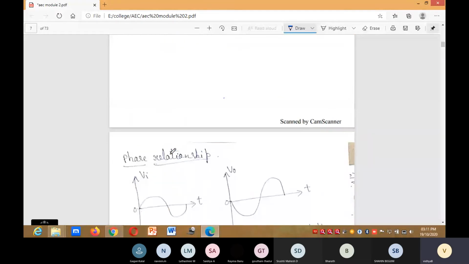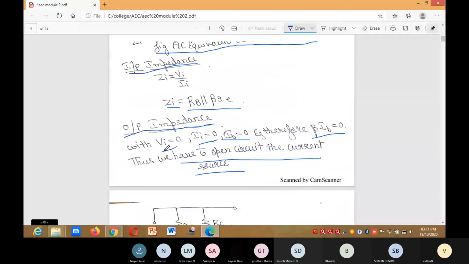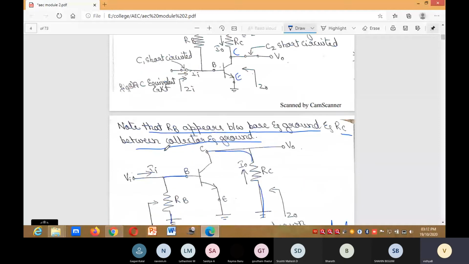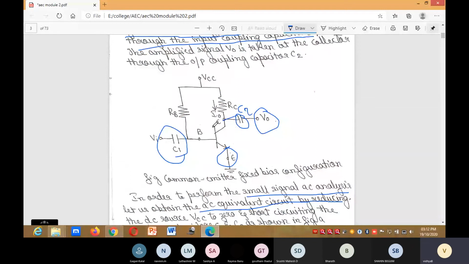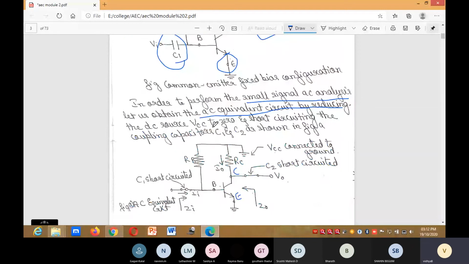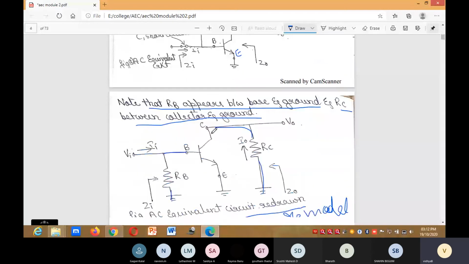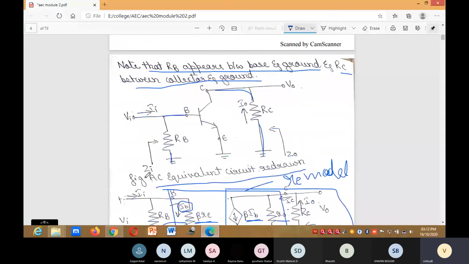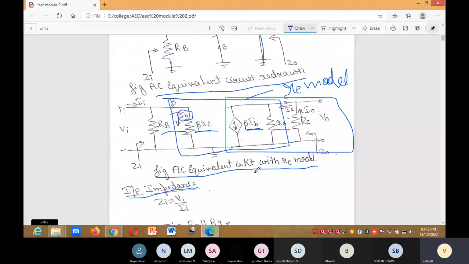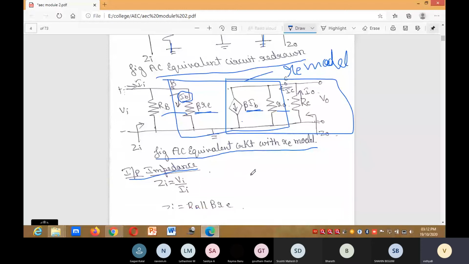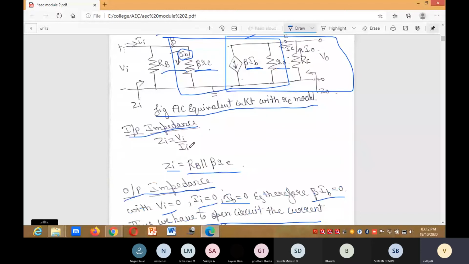First, we need to draw the diagram of the common emitter fixed bias configuration. Next, we need to apply transistor modeling. What are the conditions? DC sources you need to short circuit, so we make Vcc as ground, and next you need to redraw the circuit as the AC equivalent circuit. Next, you need to add the re model. Then you start writing the input impedance and next the output impedance.